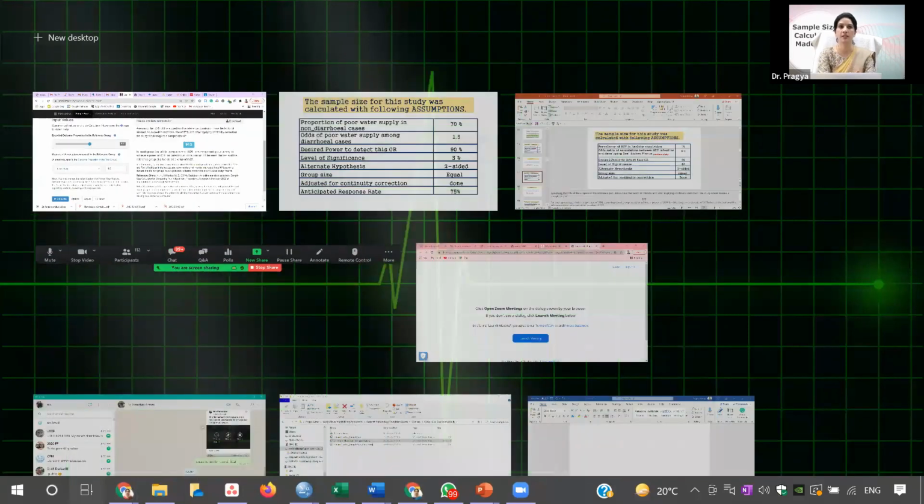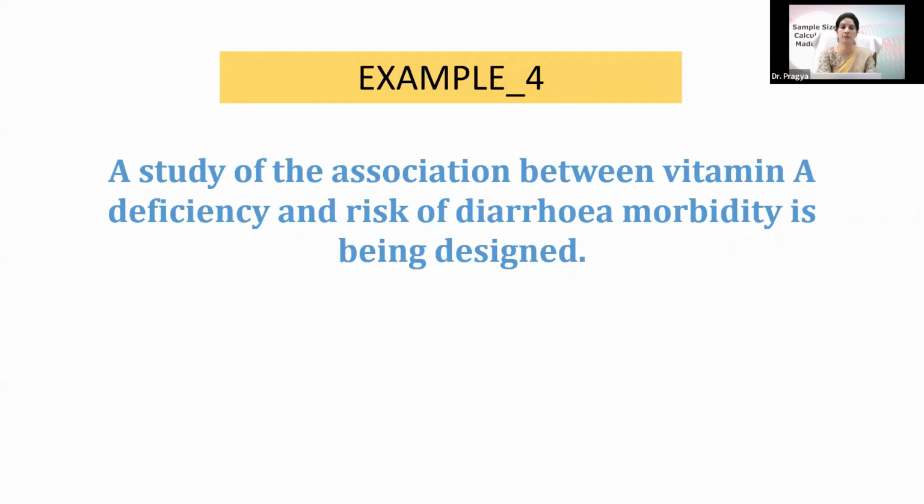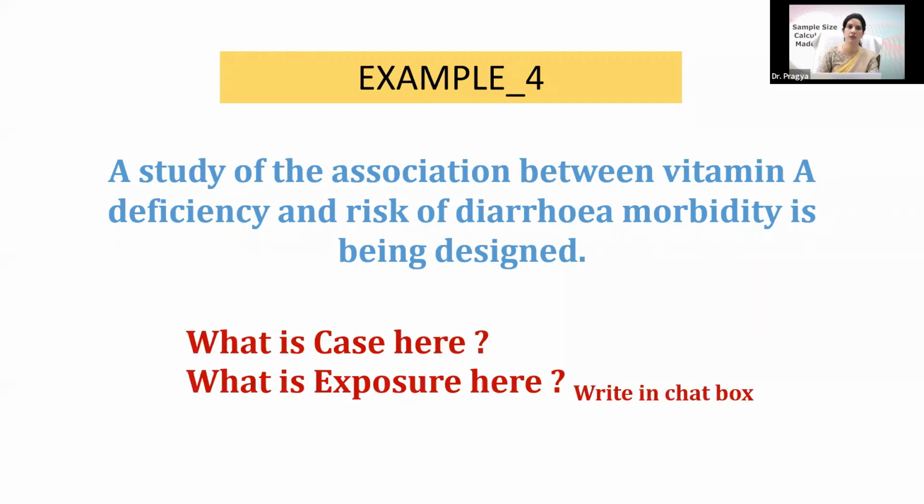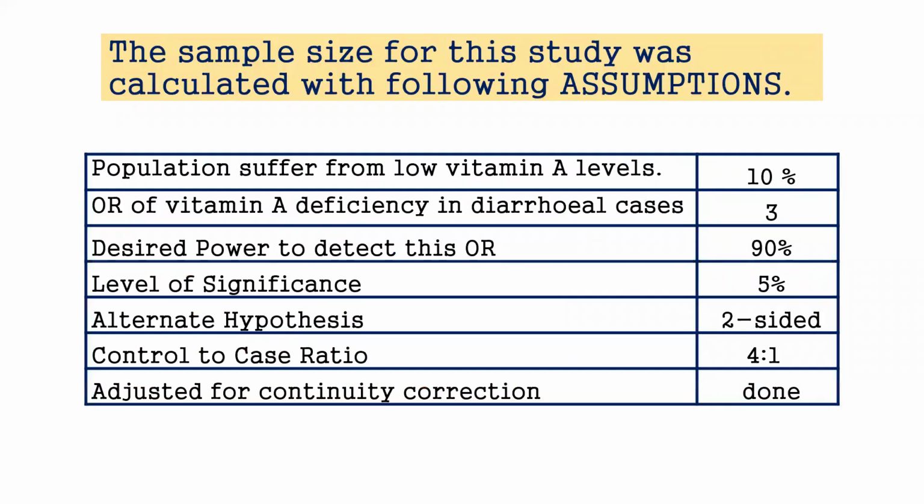And then again, the second question, a study of association between vitamin A deficiency and risk of diarrhea or morbidity. So which is the exposure and which is the case here? So the case is, again, the diarrhea, and vitamin A deficiency is the exposure. Yes, you're right. And this is again 10%. Population suffer from low vitamin.